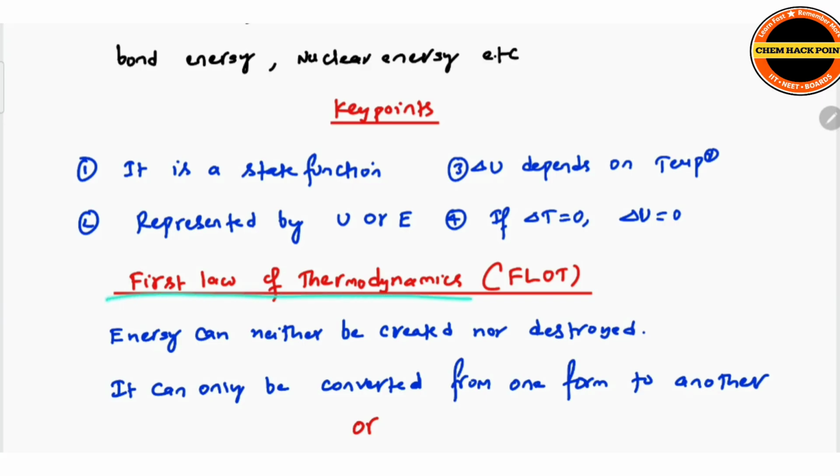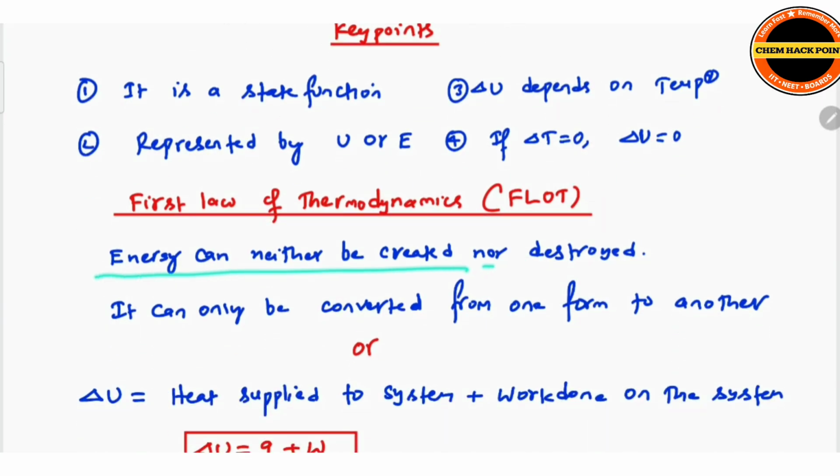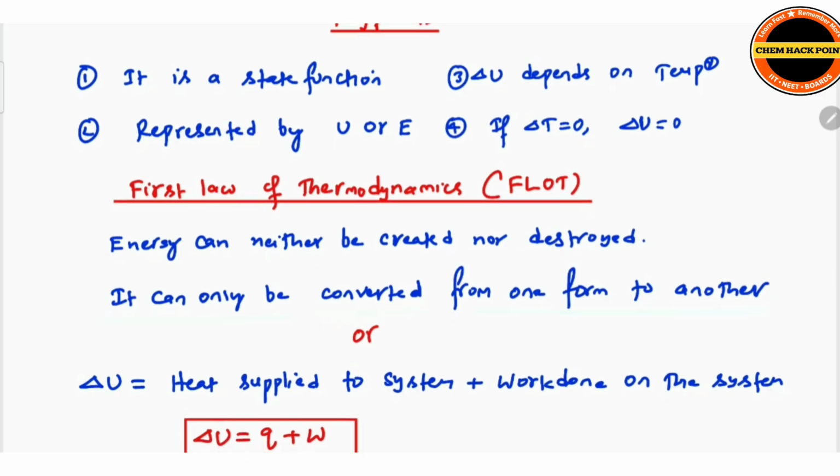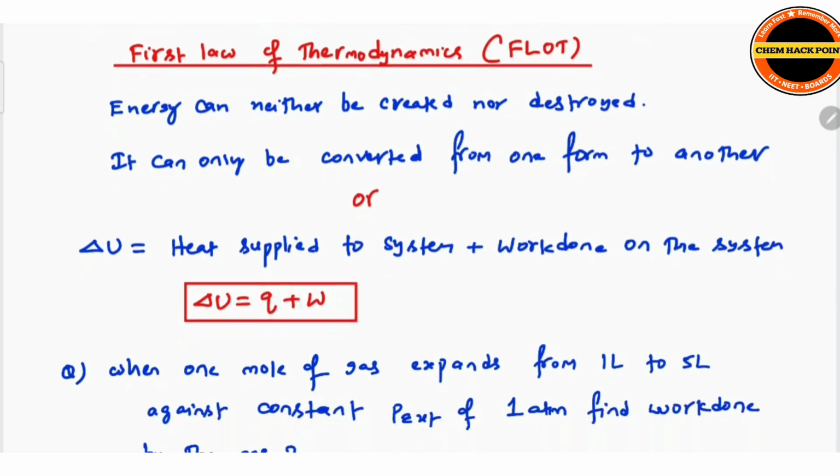First law of thermodynamics, in short you can refer to it as FLOT. Energy can neither be created nor destroyed. It can only be converted from one form to another. Or delta U is heat supplied to system plus work done on the system.